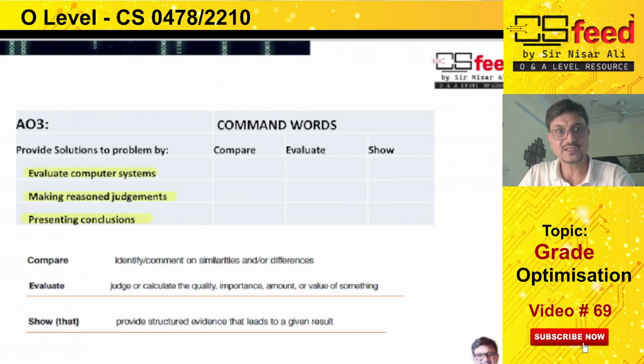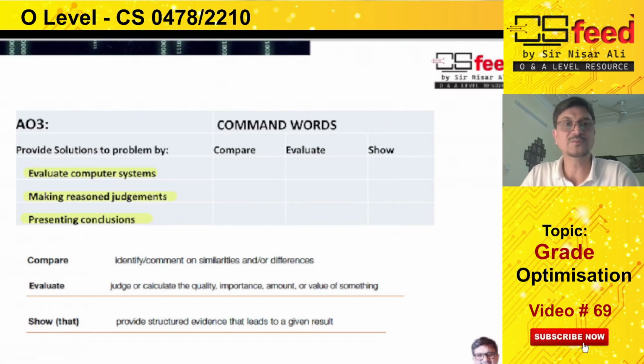And after evaluating, you are going to make a reasoned judgment based on certain reasons, that it has this fault, or its battery is like this, or maybe its screen is like this. Whatever things you find while evaluating that phone. And finally, you will give a conclusion that, okay, you should buy it or you should not buy it.